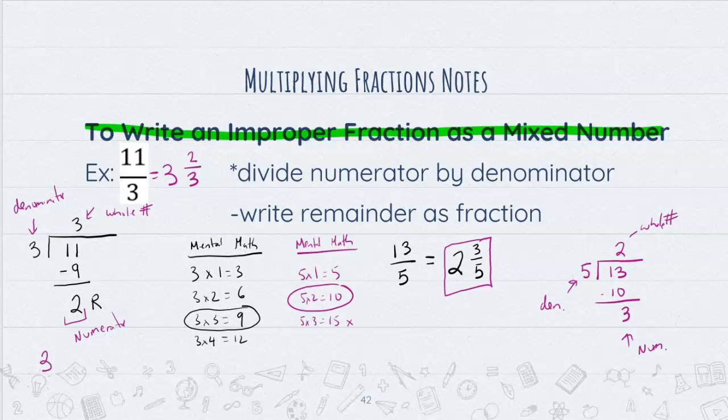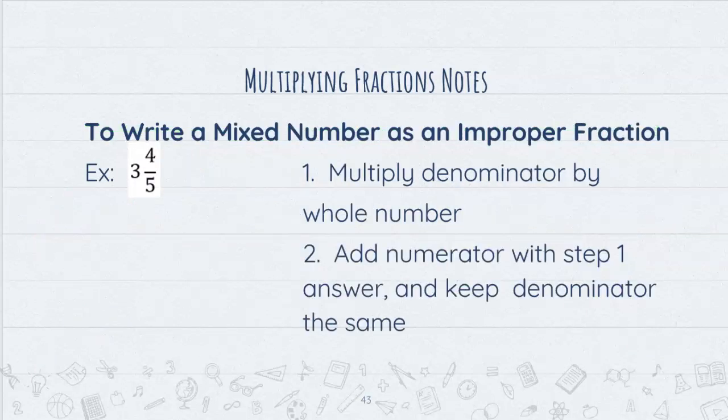Now you can always go ahead and check your work by going backwards. How can I go from a mixed number to an improper fraction? So this will be our last thing. So again, let's go ahead, copy this down, write a mixed number as an improper fraction. I have some steps for you.